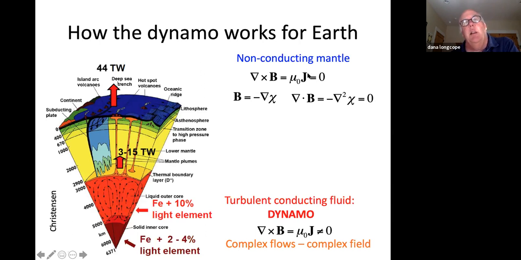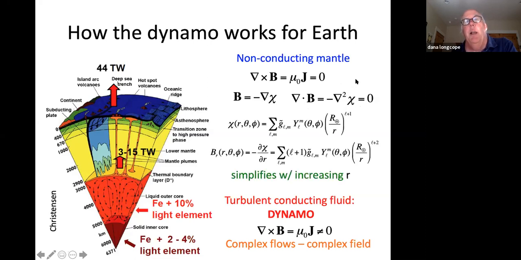So we can think that the current is zero, therefore the curl of B is zero. And we can write this as a gradient of a magnetic potential. Not a curl of a vector potential, but a gradient of a magnetic potential. This is just a consequence of having something whose curl is zero. And because div B is equal to zero, this magnetic potential solves Laplace's equation, right? And so a quick review, the way you solve Laplace's equation in spherical coordinates is with spherical harmonics.